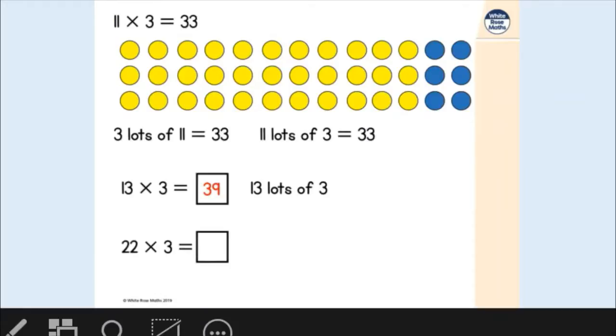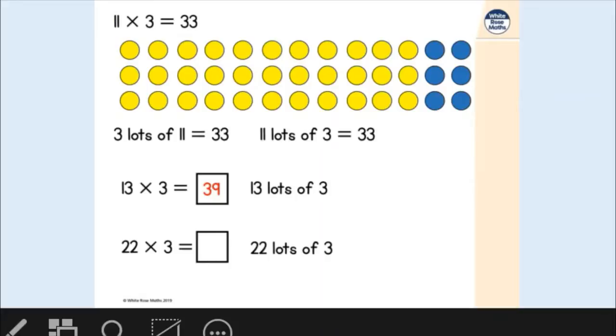So how can we use our knowledge of 11 times 3 is equal to 33 to find out what 22 times 3 is? Well, let's again think what's happening here. We're still timesing by 3. What's happened to the 11? The 11 has become 22. It's doubled, hasn't it? 11 doubled is 22. So what do you think is going to happen to our answer? 33. That's going to double as well, because it means 22 lots of 3 this time.